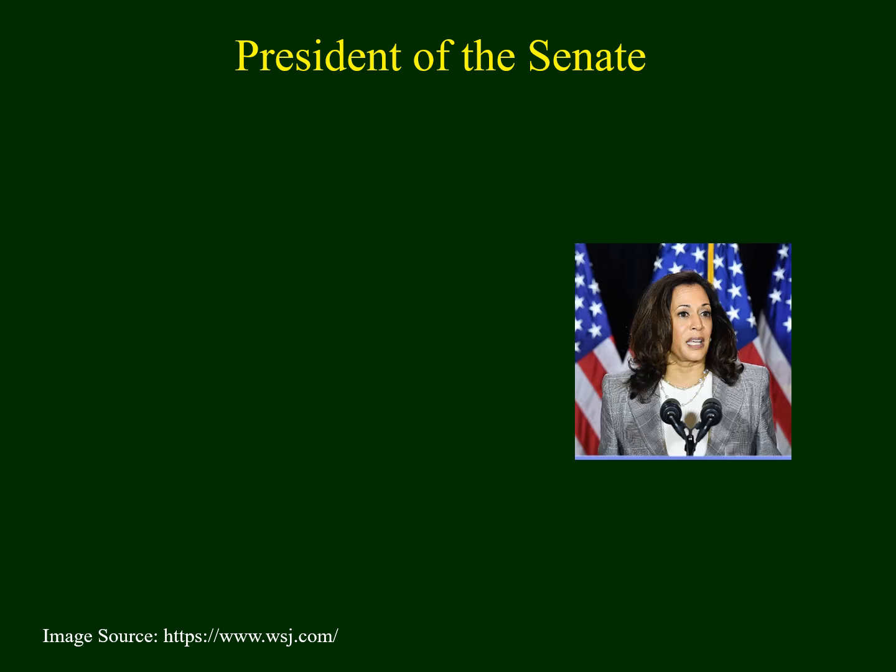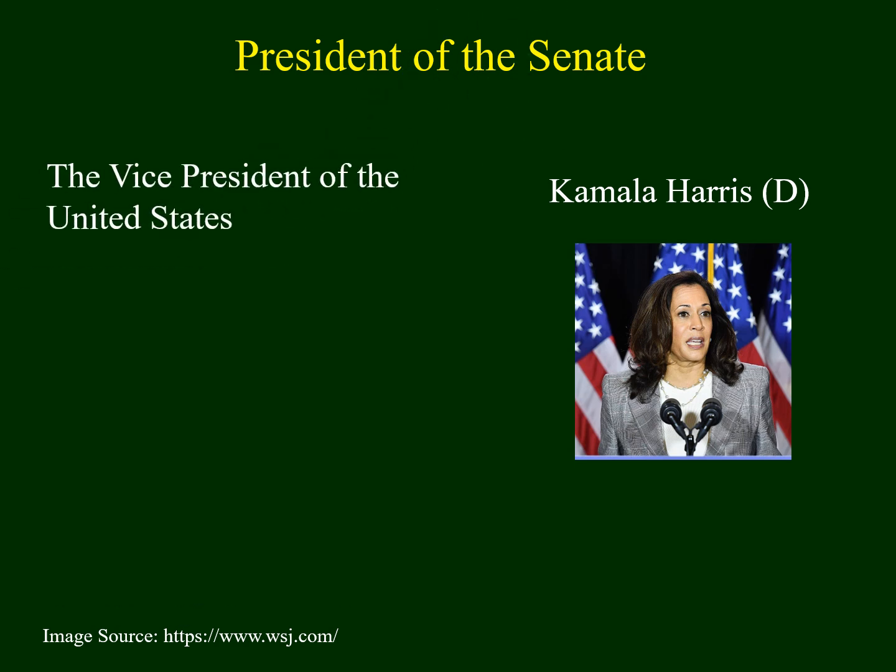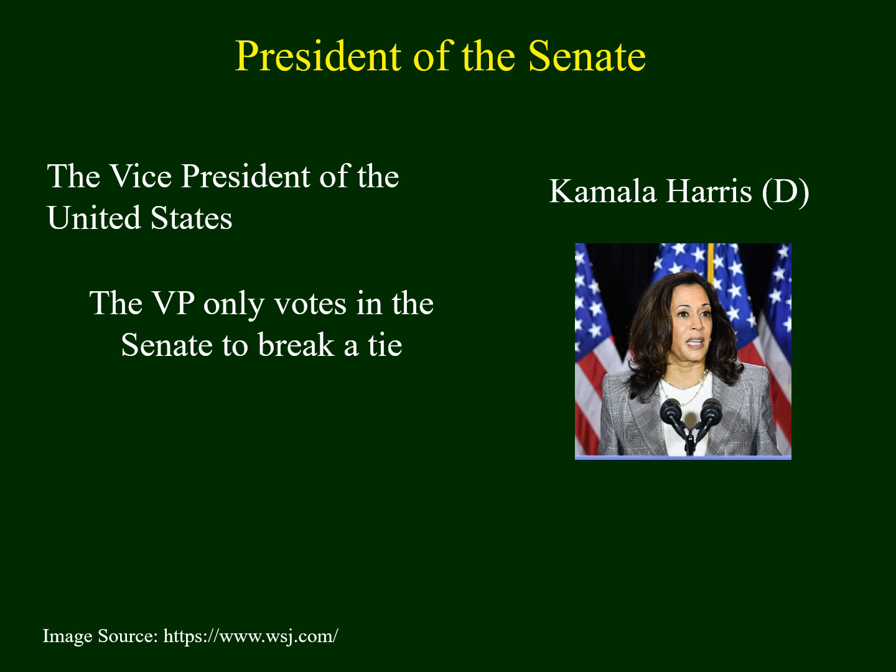Did you know that there was this position of President of the Senate? Well, the current Senate President is shown here. Do you know her name? It's Kamala Harris. She has another job. The President of the Senate is always the Vice President of the United States. Now, when it comes to voting, the only time the President of the Senate would vote as a senator is to break a 50-50 tie.